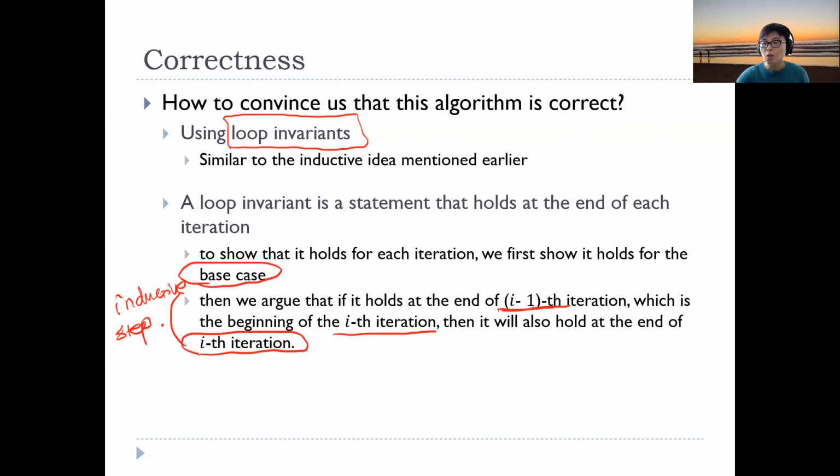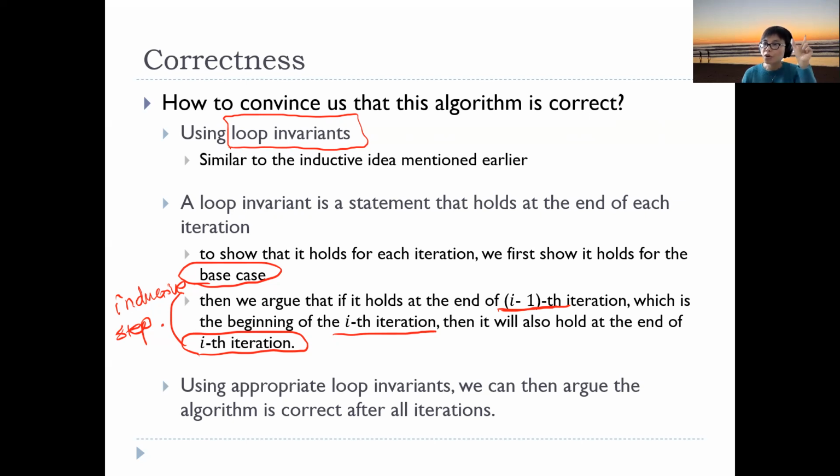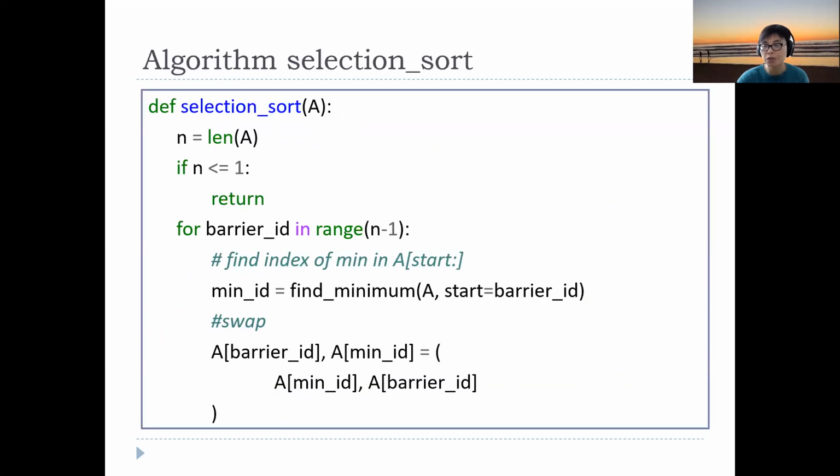So in the end, what you want to argue is that if you choose the right loop invariant, then at the end of the algorithm, you argue that the loop invariant implies that the algorithm is correct. Okay, so that's usually the procedure. Okay, so let's look at a more concrete example of this algorithm to see what I mean.